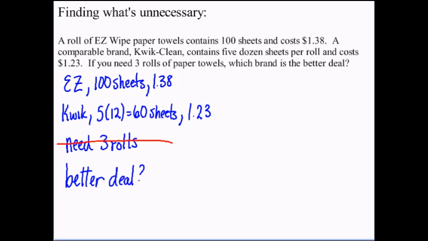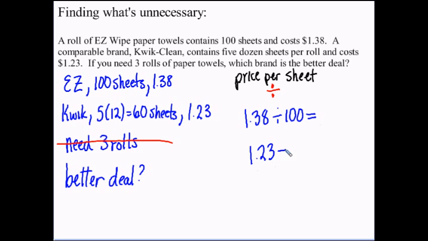So the price per sheet is we're going to take the price. Per means to divide. So this is division. We're going to take the price and divide it by the number of sheets, and that's how we're going to find out which one is the better deal. So I'm going to do $1.38 divided by 100, and I'm going to do $1.23 divided by 60.